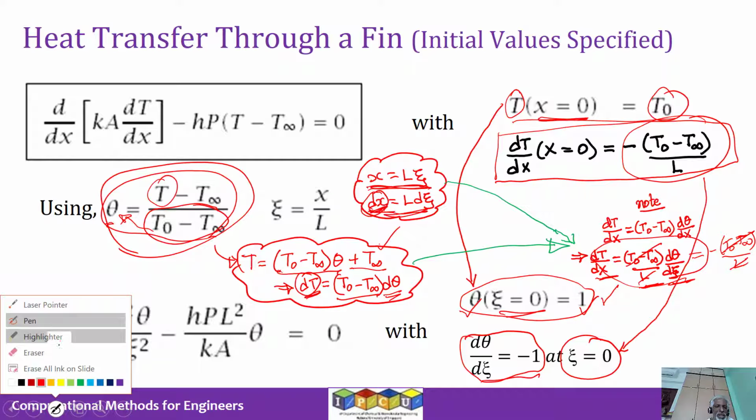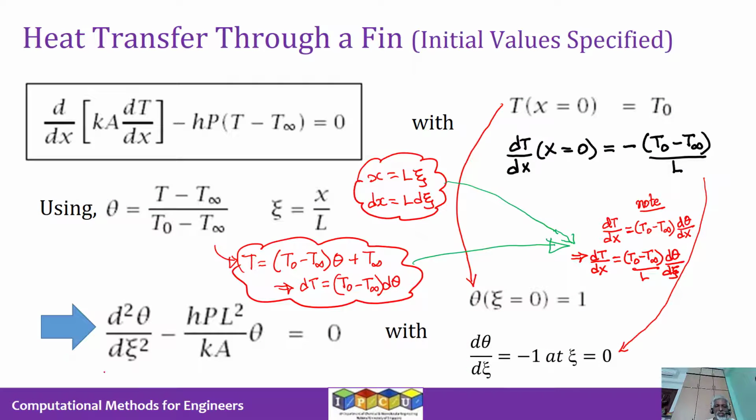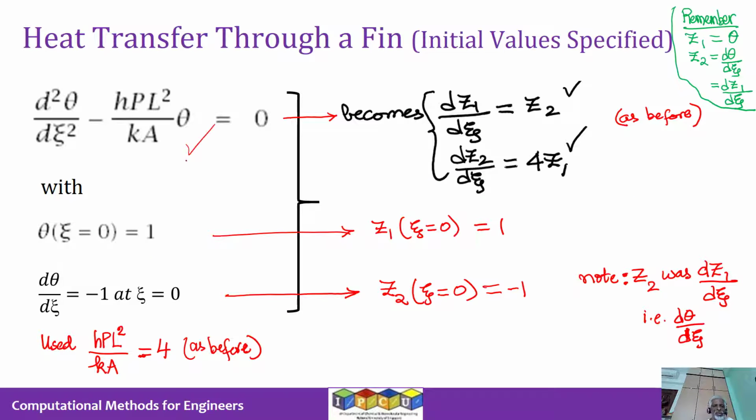So basically what we have at this stage is the differential equation governing the system based on conductive and convective heat transfer mechanisms for the fin. The conditions required to find theta are given as theta and d theta by d psi, both at psi equal to 0. Theta is given to be 1 and d theta by d psi is given to be minus 1. So this is something that I've just described. And let's take HPL squared by Ka equals 4.